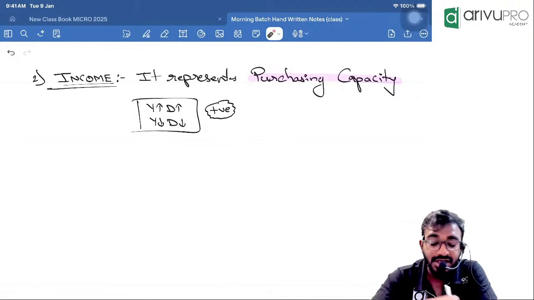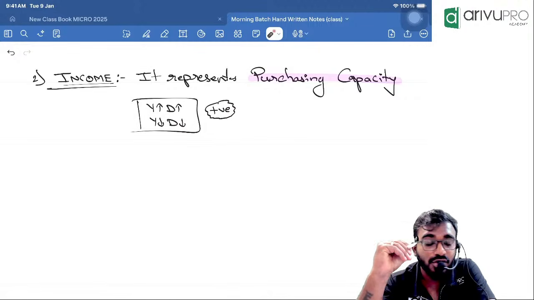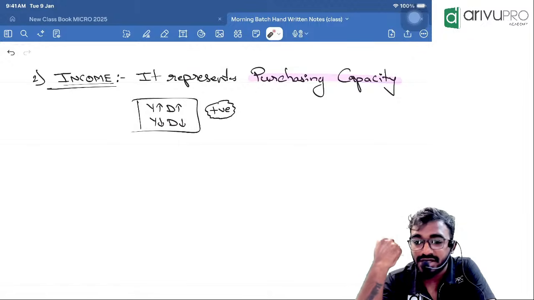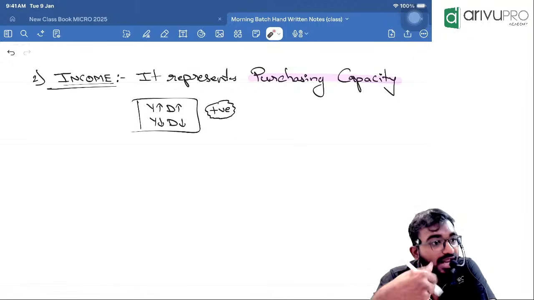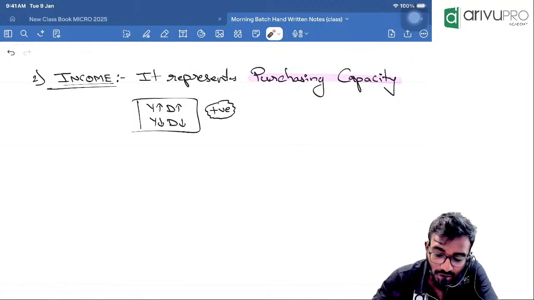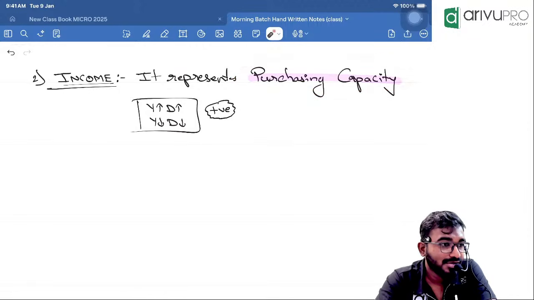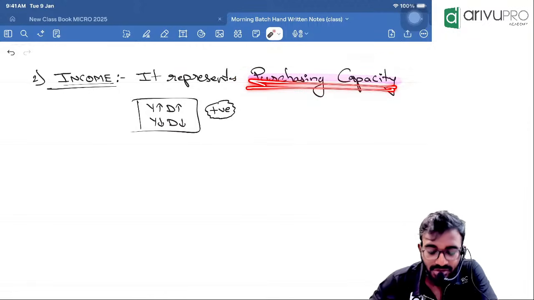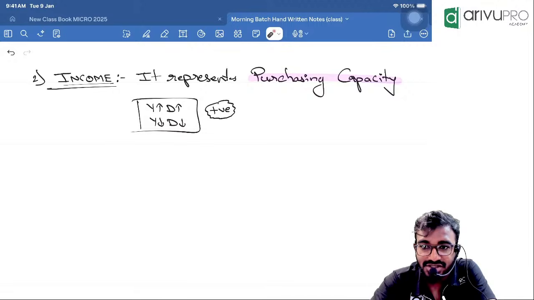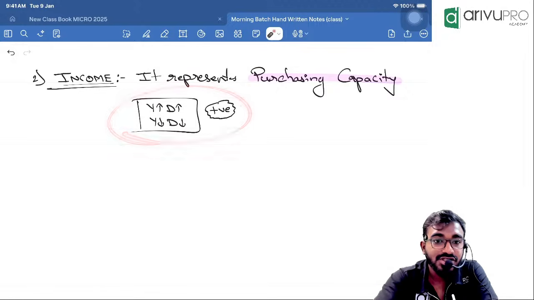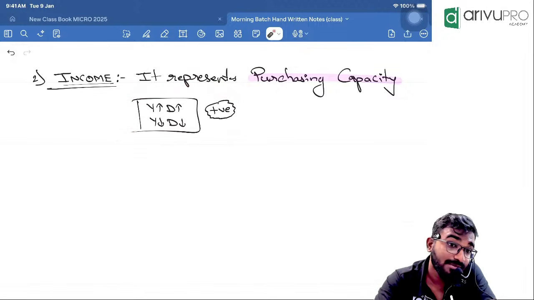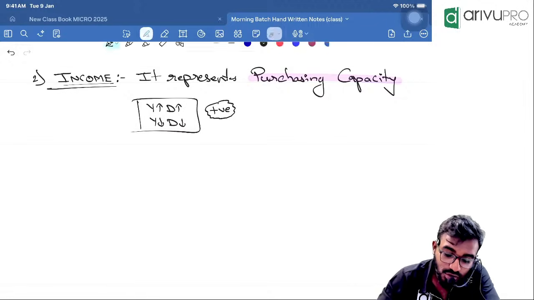Understood? Income is always earned in order to attain livelihood. Income is earned for what purpose? Livelihood. But income will always represent purchasing capacity, and this word is most important. Going further, we will take this reference. Income represents the purchasing capacity. Clear? So income and demand have a positive relation, but price and demand in general have a negative or inverse relationship. Clear? Okay, next let us go to point number 3.